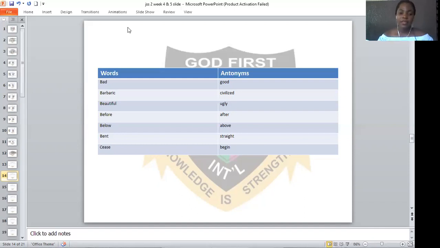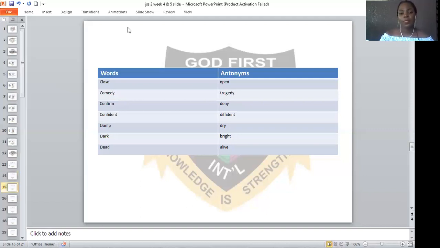Below and above. Bent and straight. The road to the house is very bent. The road to the place is very straight. So bent and straight. Cease, which also means to end. The antonym for cease is begin.